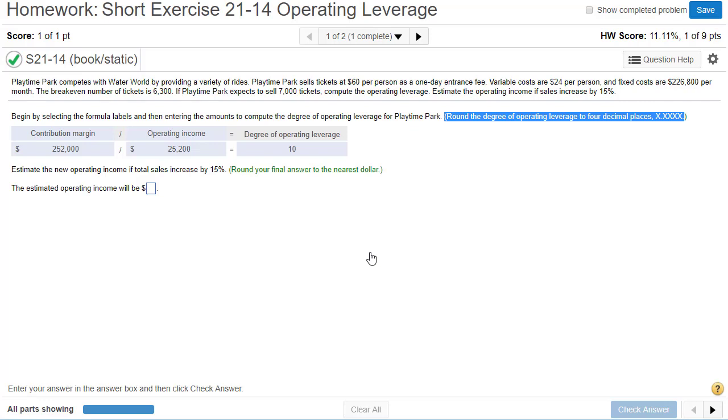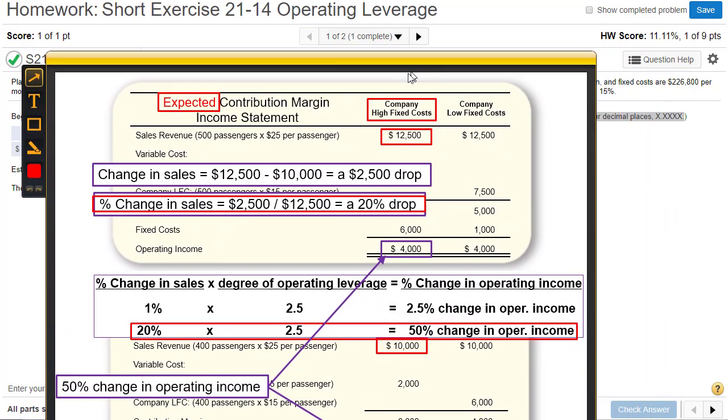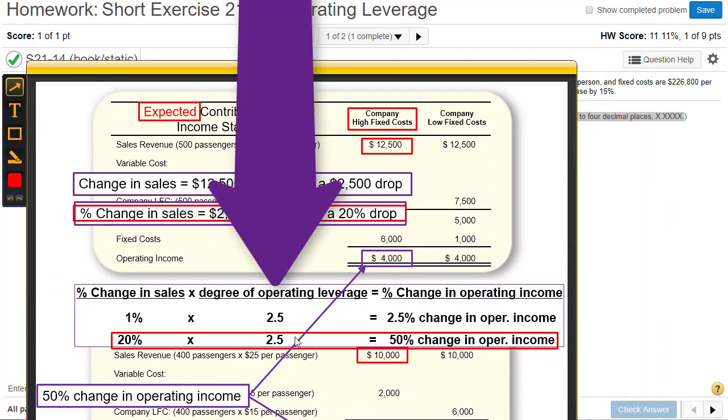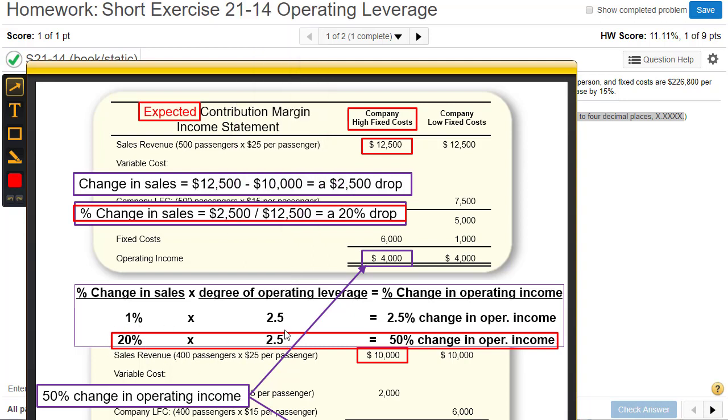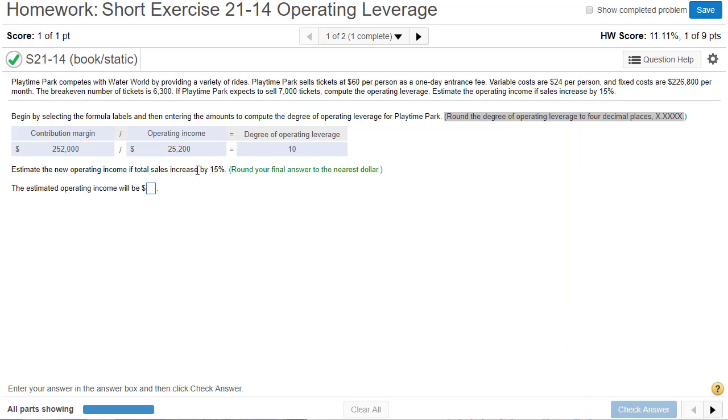All right. Now we calculated our degree of operating leverage. So going back to our slides, we calculated this degree of operating leverage. So if we multiply the percentage change in sales times our degree of operating leverage, we get the percentage change in operating income. So again, percentage change in sales times the degree of operating leverage. So our percentage change in sales is 15% times 10 gives us our percentage change in operating income.